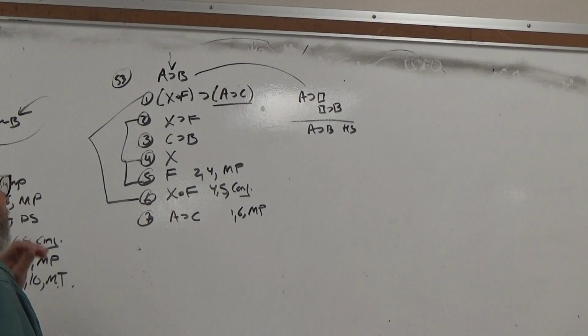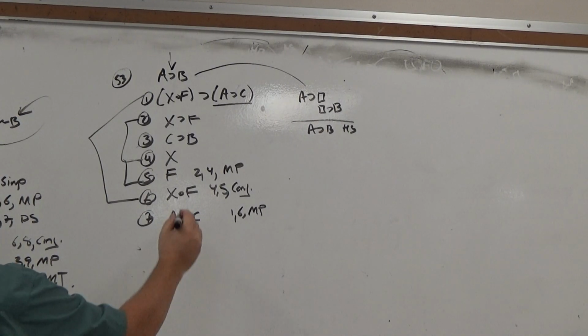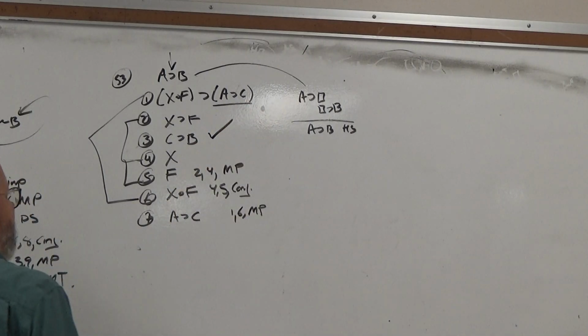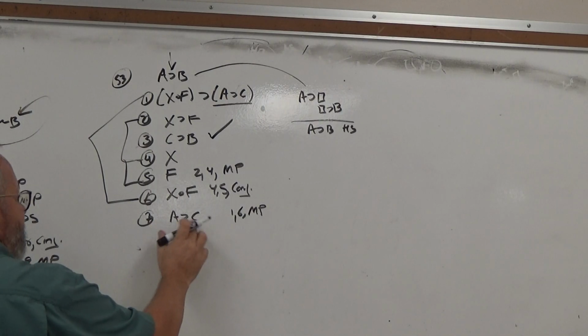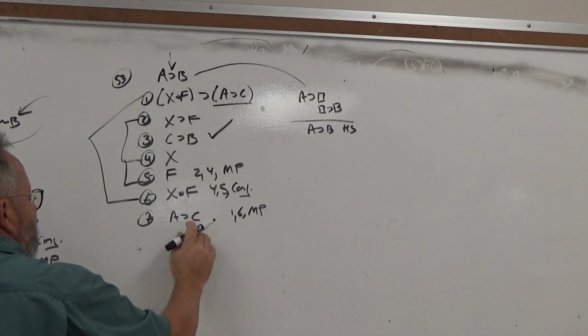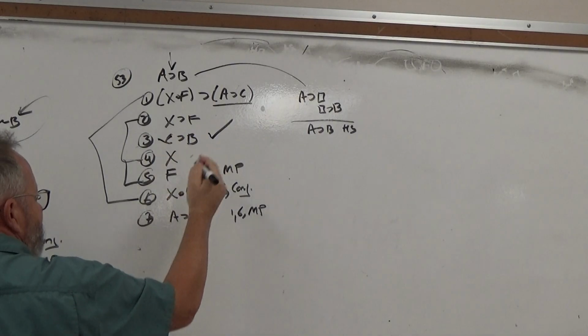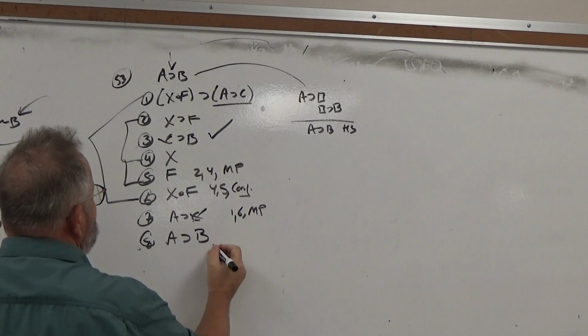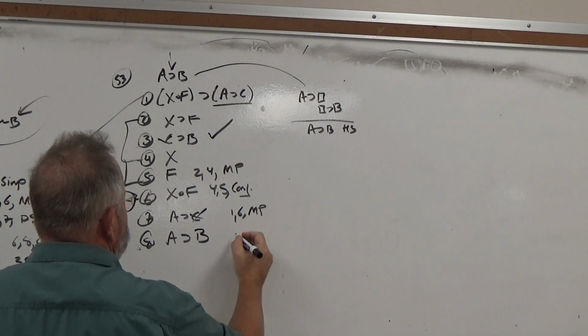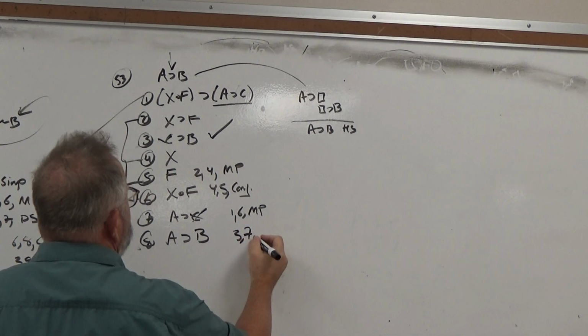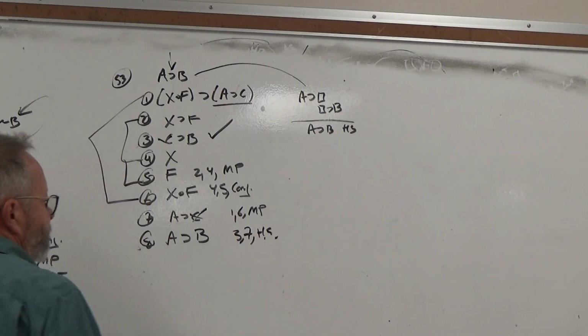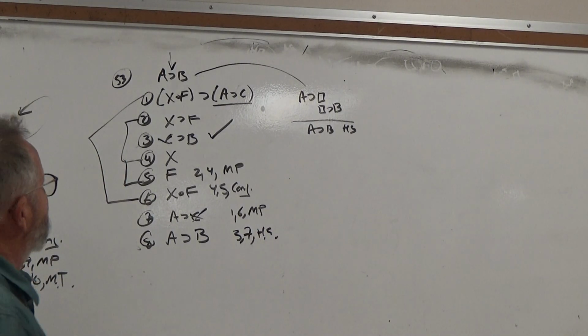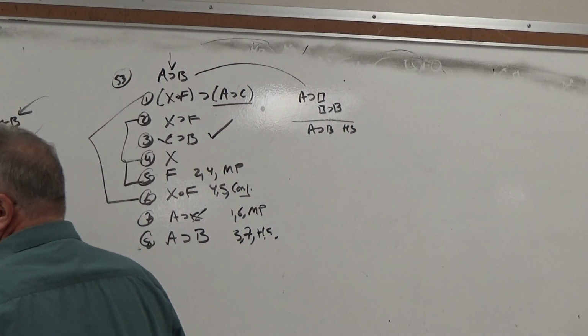Okay, so I got an A then blank, so now I need a blank then B. Oh, and I have one sitting right there on line 3. Do the blanks match? They certainly do. A then C, C then B, so I can get rid of the middleman, as it were, and connect these two, and I get A then B, and that was 3 and 7, and that was hypothetical syllogism. And we're done. Okay.